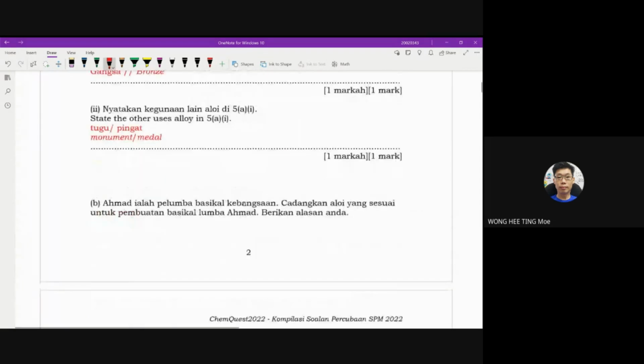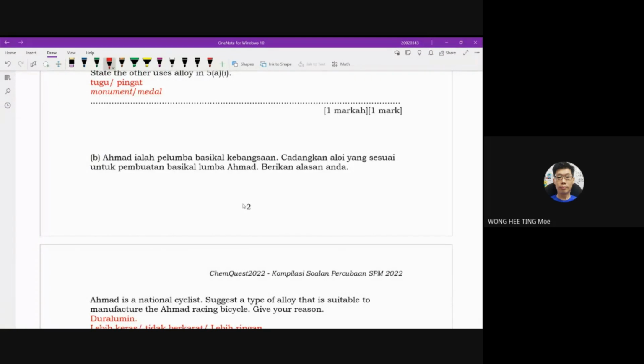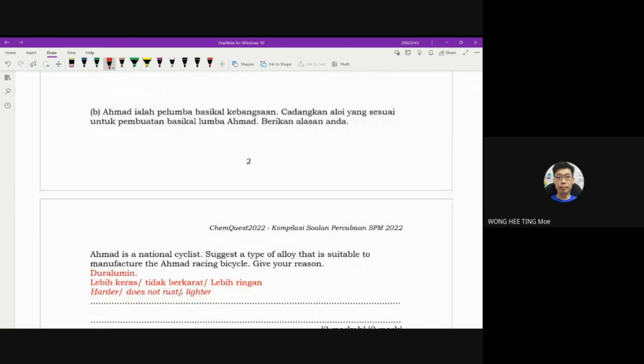Then we look into this one. Ahmad is a national cyclist. Suggest a type of alloy that is suitable to manufacture Ahmad's racing bicycle. It should be duralumin. Although we normally know that duralumin is used to make the body of aeroplanes, the racing bicycle is very expensive and very light. They can use duralumin to make it because it is harder, does not rust, and is lighter. They need to sprint during the racing competition. So duralumin.